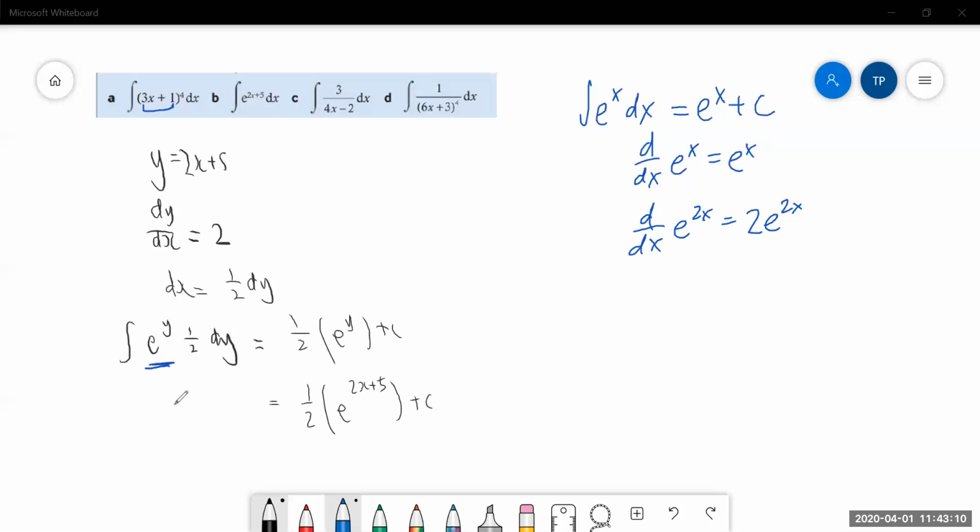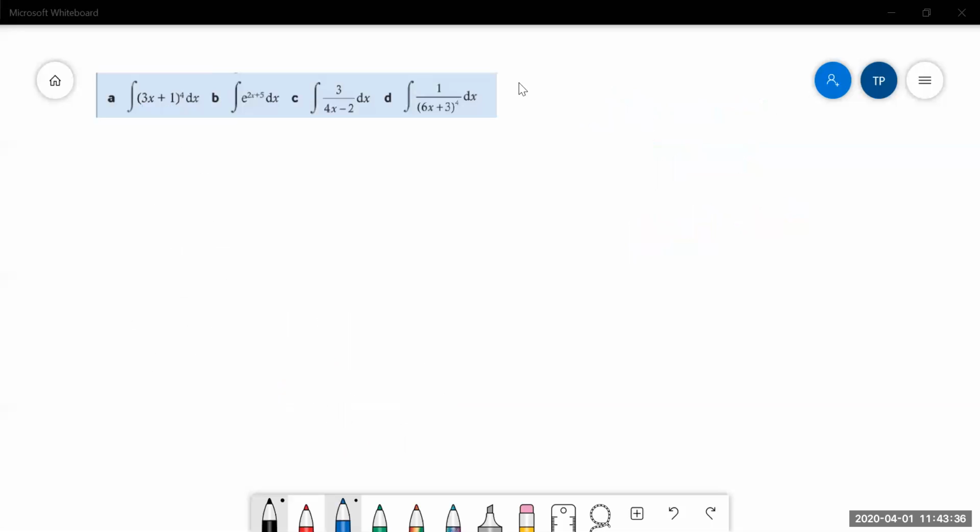Okay, now let's try part C. For part C, let me give you some form of acknowledgement. This kind of acknowledgement is priceless, okay? So for part C, where do you think is the y? 4x minus 2. Good. Proceed.